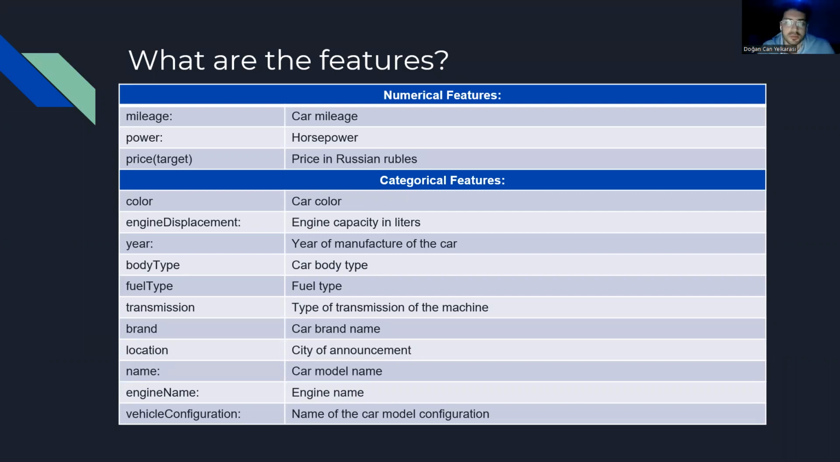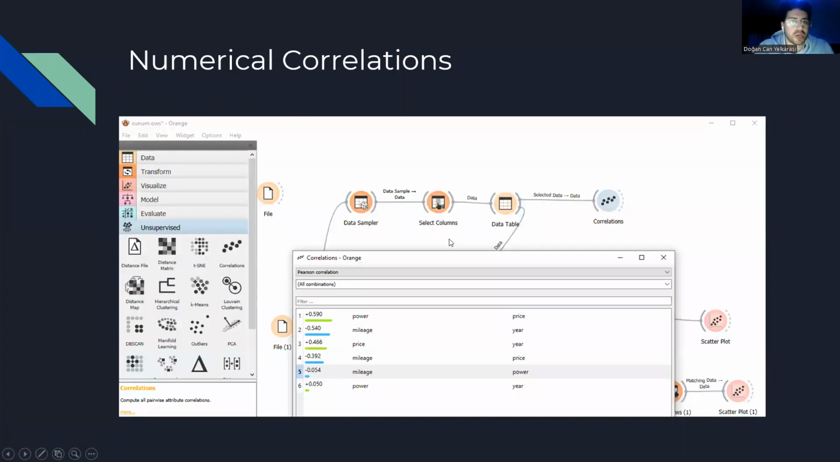Engine name and vehicle configuration were meta, and we converted them into categorical features. I just want to add this. Power and year have the least correlation in numeric features, as you can see. Next slide, please.